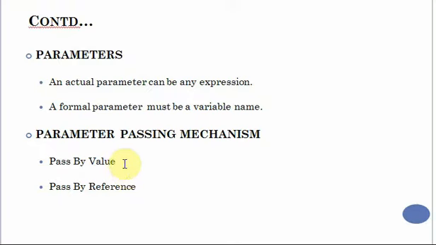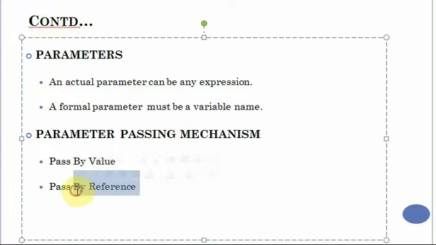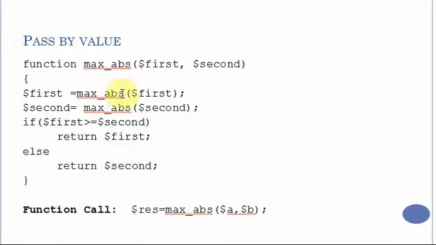In pass by value, you're passing the copy of the value. So any changes that happen within the function are not going to be reflected back in the calling function. Whereas in pass by reference, since you're passing the address of the variable, any changes that happen in that location are reflected back in the calling function. For the same thing, you have an example here.